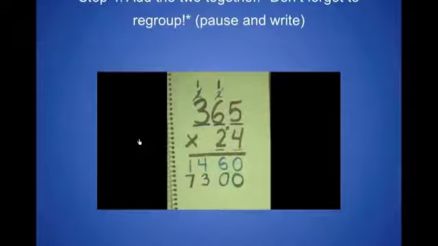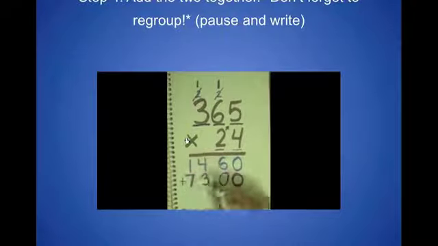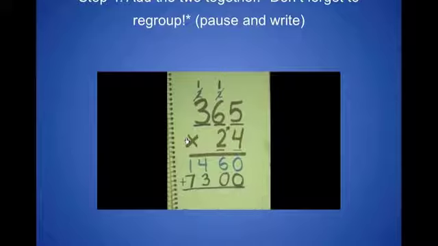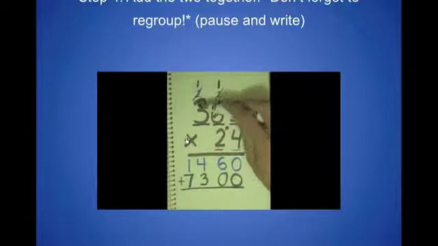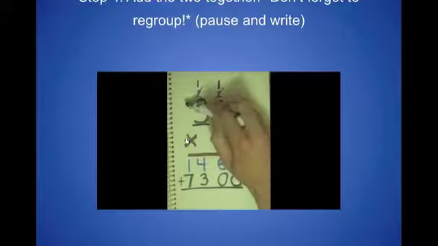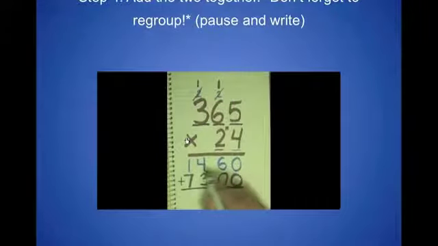And the last step is to add the 2 together. Again, when you're adding, don't forget to regroup. Pause and write. And my last step is to then add the 2's together here at the bottom. Now notice the whole time I have kept straight columns for each place value. So when I add this up, it will be easy to stay organized here.